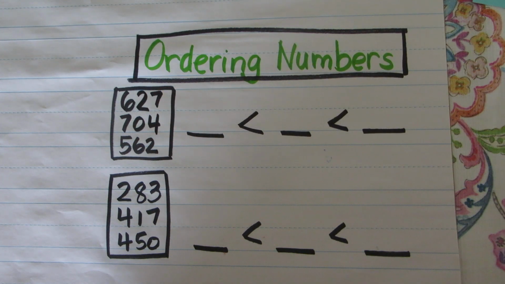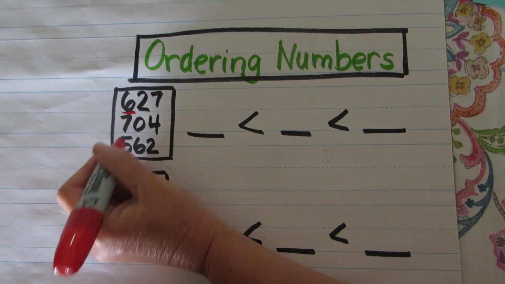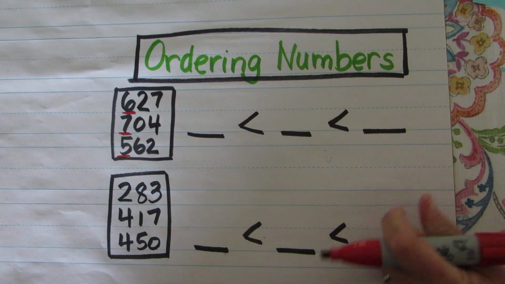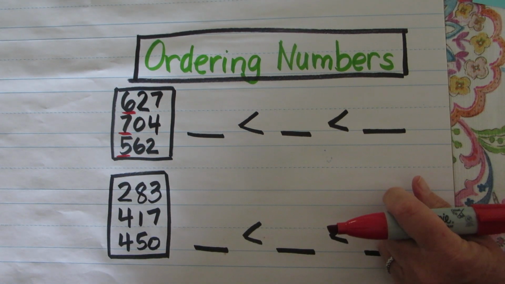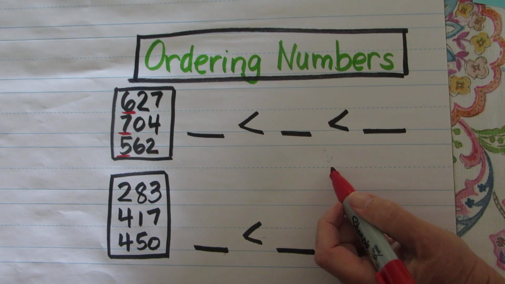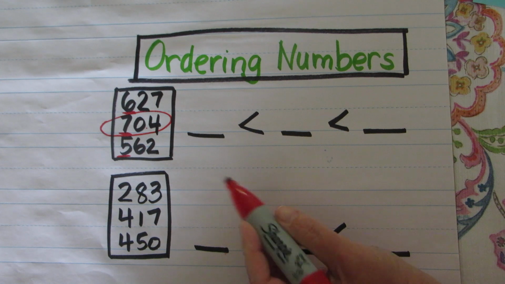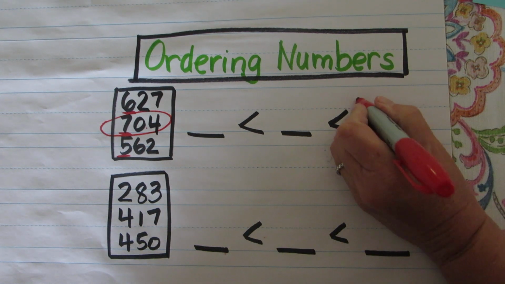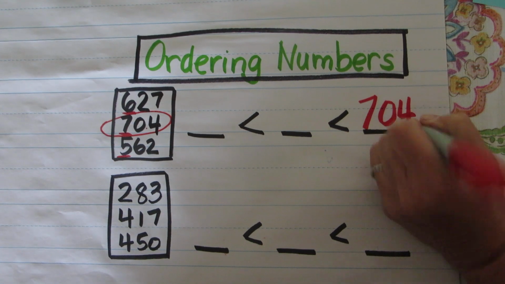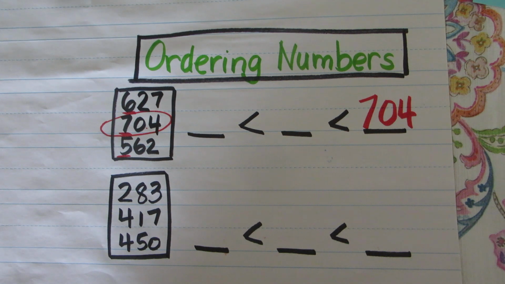So my hint for you today is when you are ordering numbers, I like to start with finding the greater number. The way to do that is simple, you just start in the hundreds place. I have a 6 in the hundreds place, a 7 in the hundreds place, and a 5 in the hundreds place. So which is the greater number? 6, 7, or 5? Hopefully you saw that 7 was the greater number. So because 7 is the biggest number, that's going to go here at the very end of our number sentence. Okay? Then I like to find the least number, the smallest number.